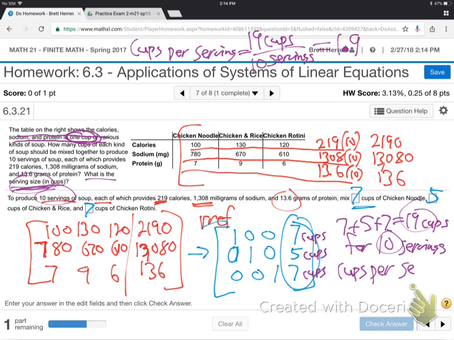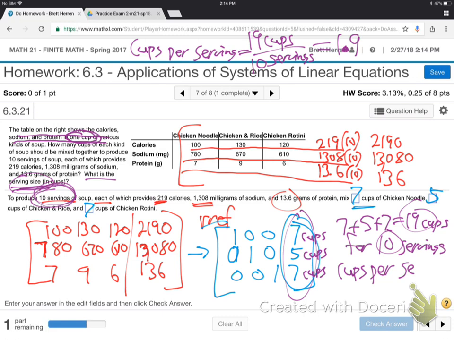See, I know that's tricky at the end there. So at the very end, I just added these up, said, well, there's a total of 19 cups to make this thing happen, and this thing is 10 servings. So that's 19 cups per 10 servings. Divide that out, that's 1.9 cups per serving.